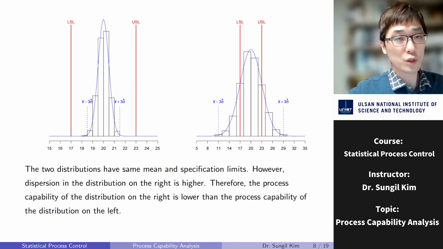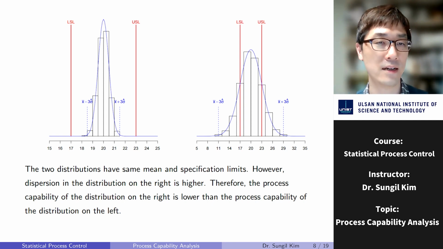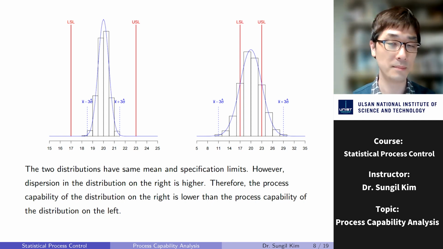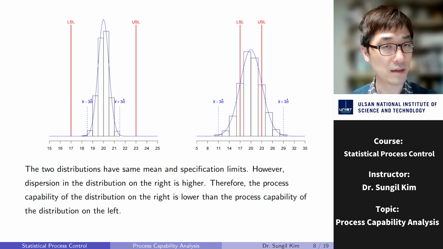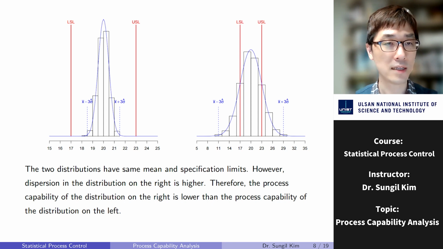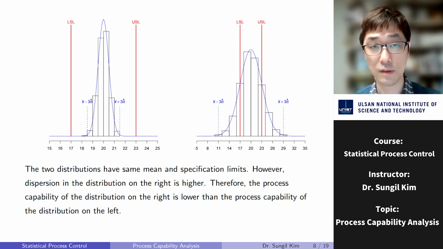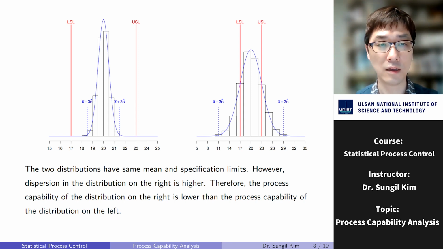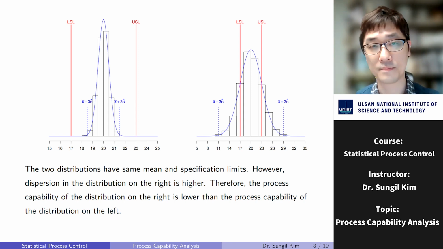Here are two processes that have the same mean and specification limit. However, their process capabilities are different. Since the dispersion in the process on the right is higher, its process capability is lower than the process capability of the process on the left.